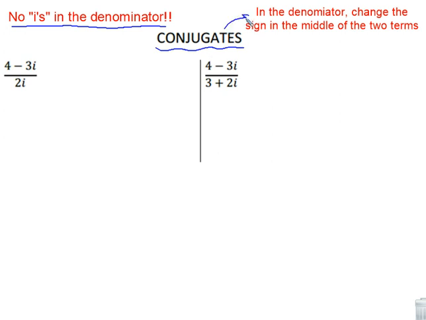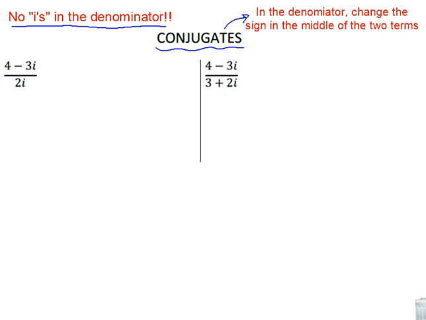Now a conjugate, when we're specifically looking at the denominator, we're going to change the sign in the middle of the two terms. Normally we have a real number, maybe a plus, and then the imaginary. Those are complex, or a complex number. If we change the sign in the middle, a plus would change to a minus. So that's how easy it is. With a complex number, you're keeping the numbers the same, you're just changing the sign in the middle of them.